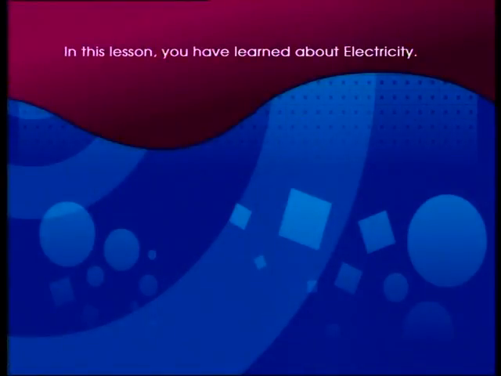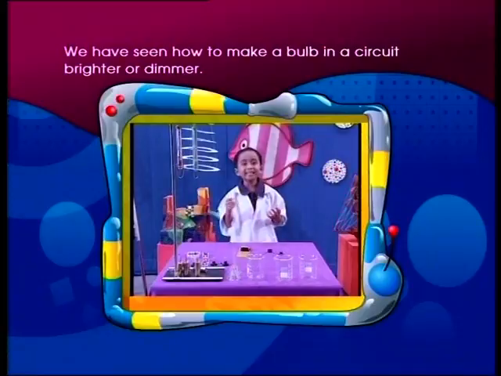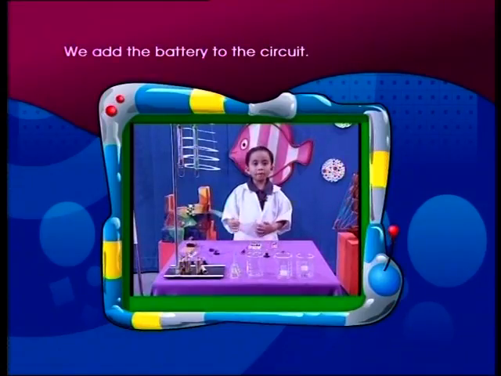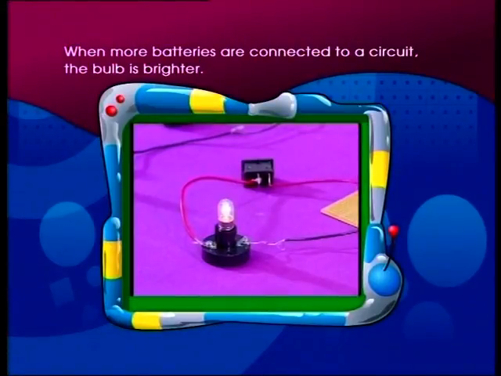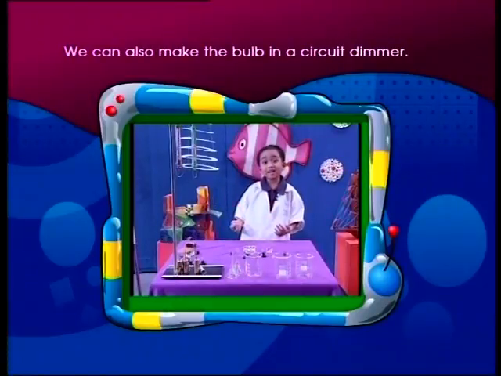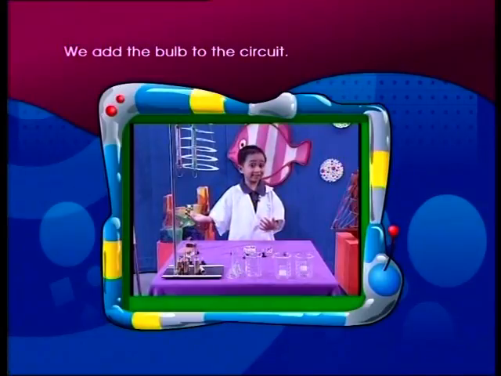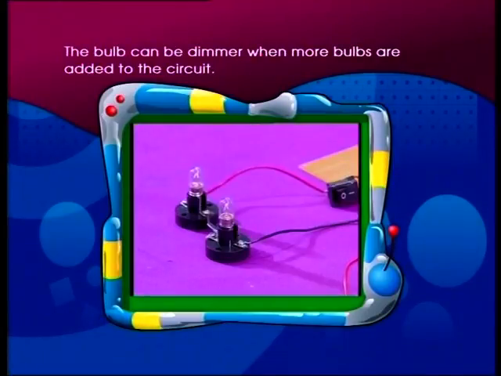In this lesson, you have learnt about electricity. We have seen how to make a bulb in a circuit brighter or dimmer. We add the battery to the circuit. When more batteries are connected to a circuit, the bulb is brighter. We can also make the bulb in a circuit dimmer. We add the bulb to the circuit. The bulb can be made dimmer when more bulbs are added to the circuit.